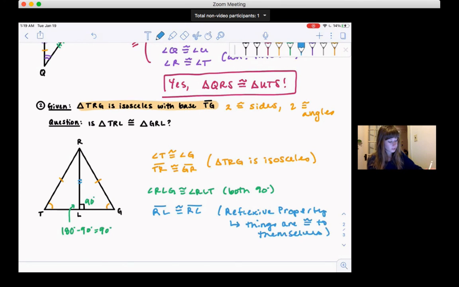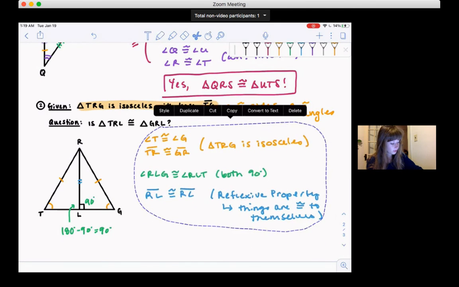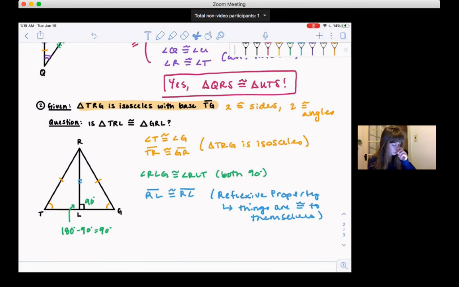All right, so let's see. We have 1, 2, 3, 4 out of our 6. Can we get the other 2? Well, I don't see anything here that would tell me for sure that those 2 angles are congruent. That's our other pair of corresponding angles. They sure look congruent, but there's nothing in this problem that's telling us that for sure.